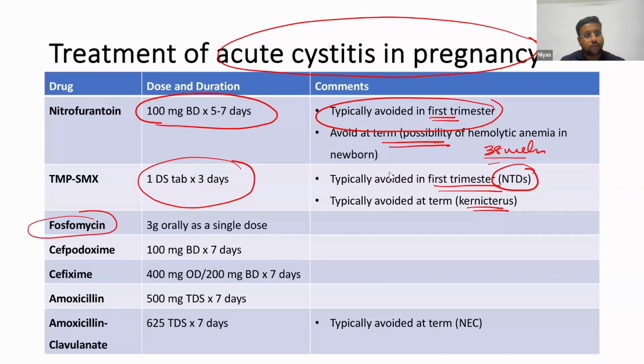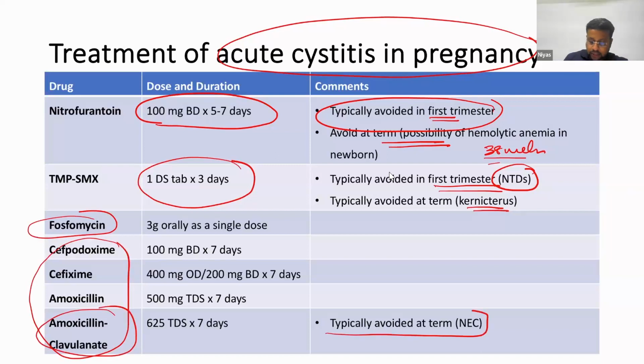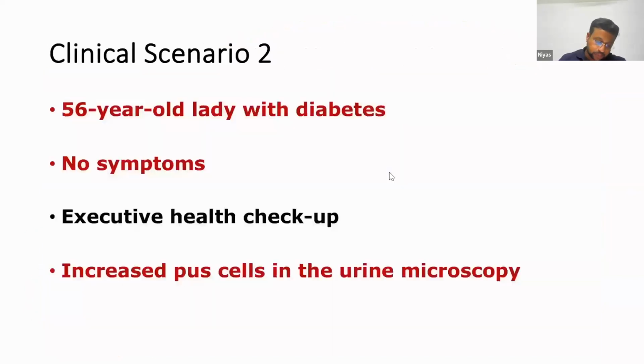Fosfomycin oral can be used in pregnancy. All the oral cephalosporins and the beta-lactams are also what we call safe in pregnancy, except amoxicillin clavulanate, in which there is a risk of necrotizing enterocolitis at term. Okay, so at term, amoxicillin clavulanate is also better avoided.